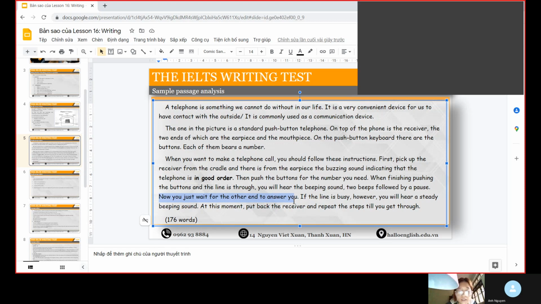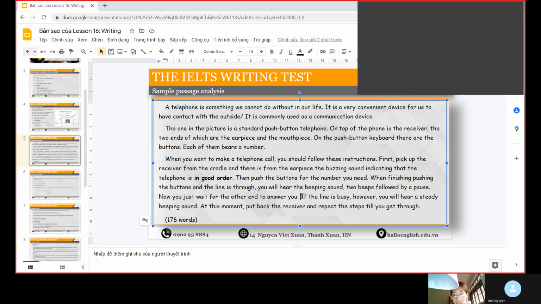Và cuối cùng, tiếp theo, now you just wait for the other end to answer you, okay? Or, like you said, okay, give me a minute, like you said, okay, now just wait for the other party to answer you, or for the other party to pick the phone up, to pick the call, or to answer.